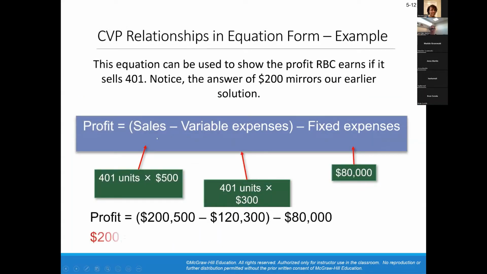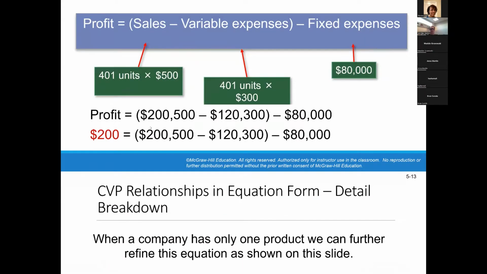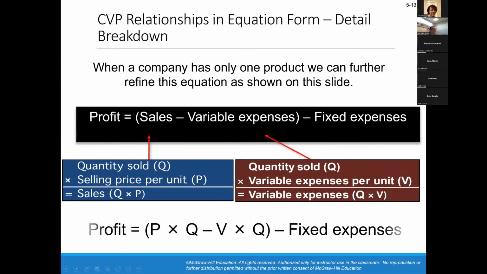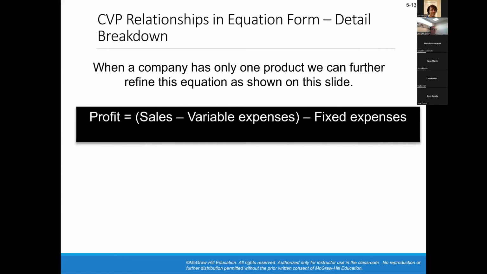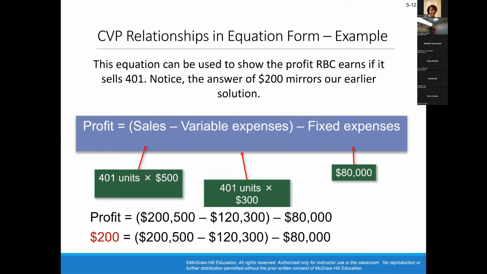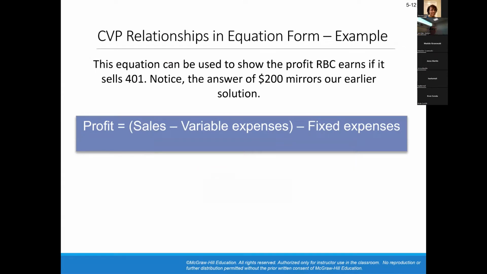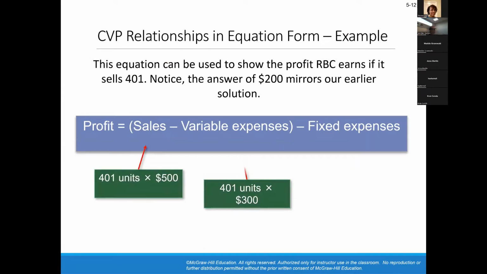So we have the sales, which would be, oops, sorry. Let me see if I can go back one. I hit it too fast. Here we go. So there's our formula.